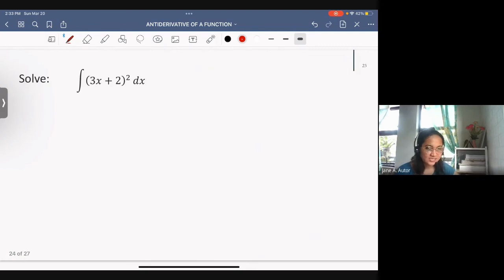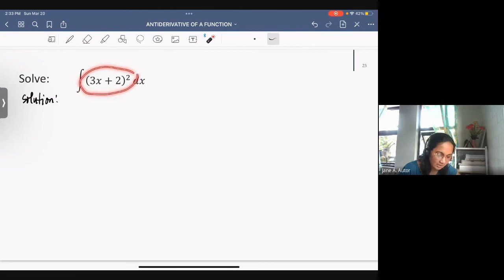Next example, this is the integral of the quantity 3x plus 2 squared dx. So for this example, what we are going to do is we have to expand this integrand first, and after which we will apply the rules of anti-differentiation, because we don't know yet how to find the antiderivative if we are dealing with, let's say, composite functions. So for now, we will have to expand this integrand and apply the rules of anti-differentiation.